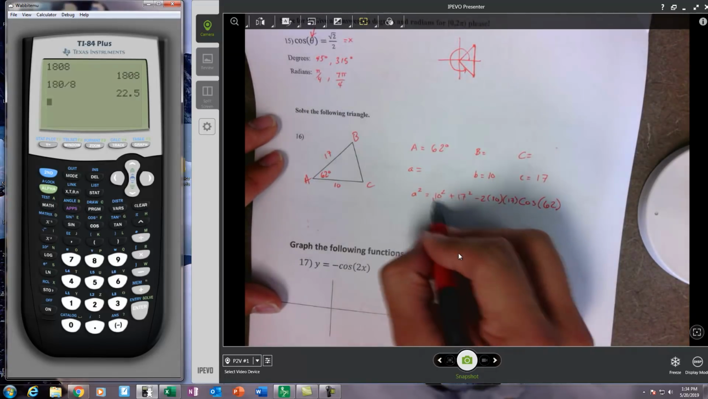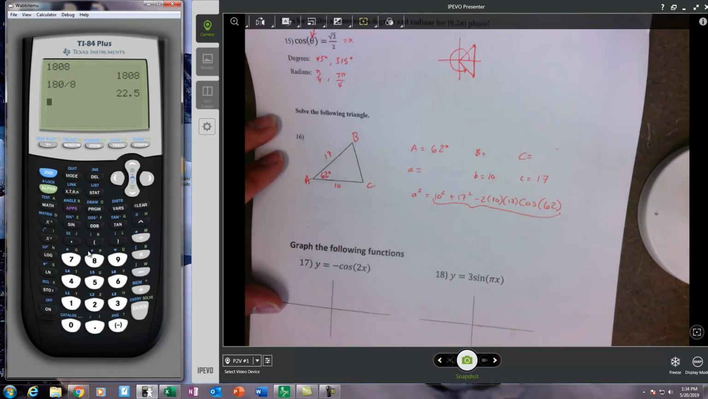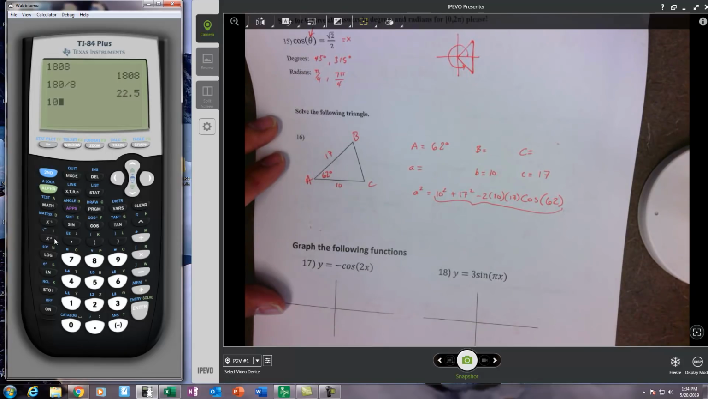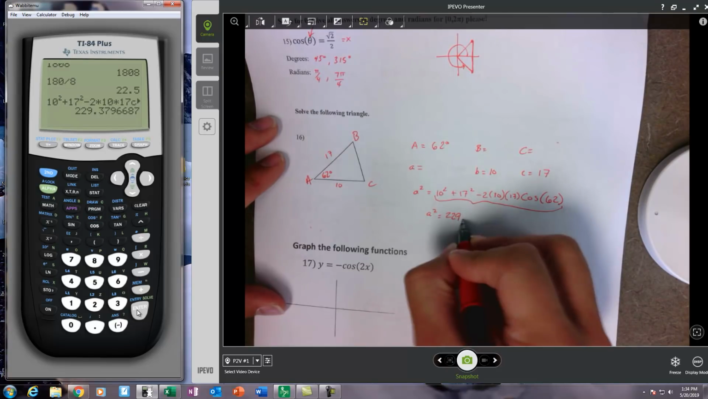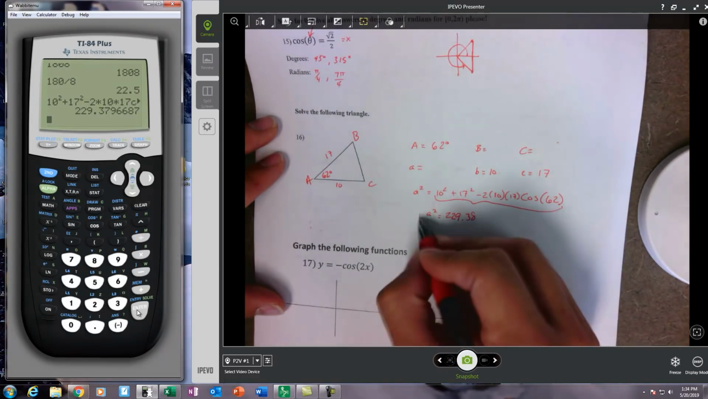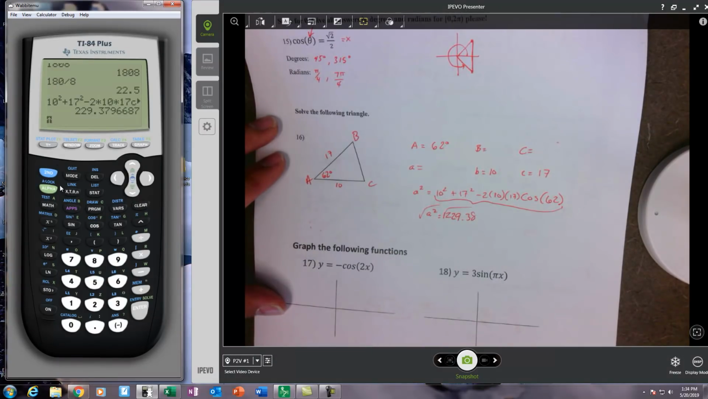Now all of this can go into the calculator all at once. So we're going to just go 10 squared plus 17 squared minus 2 times 10 times 17 cosine of 62, and when I do that I get a squared equals 229.38. If I square root both sides, I get roughly 15.1.